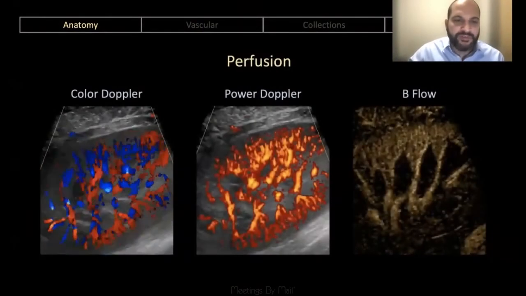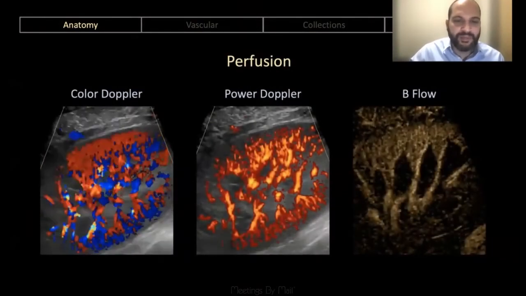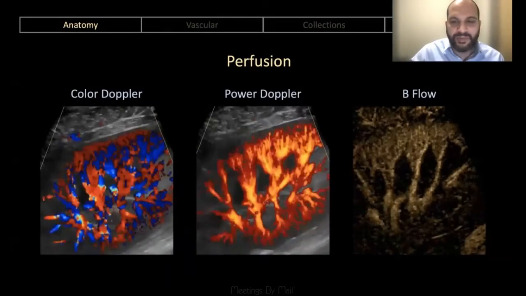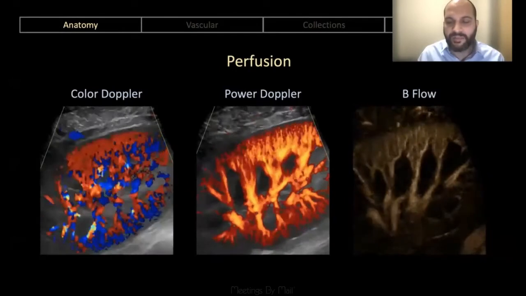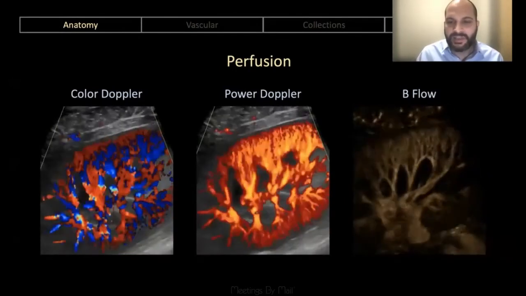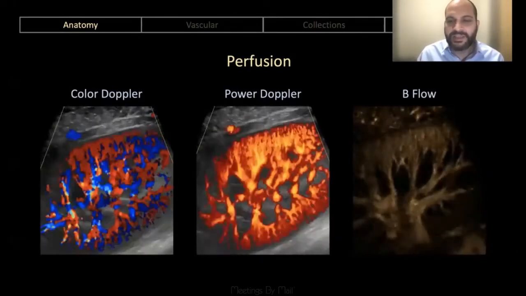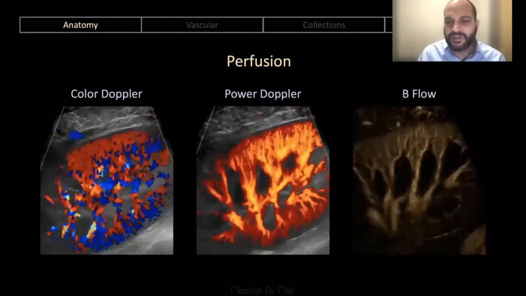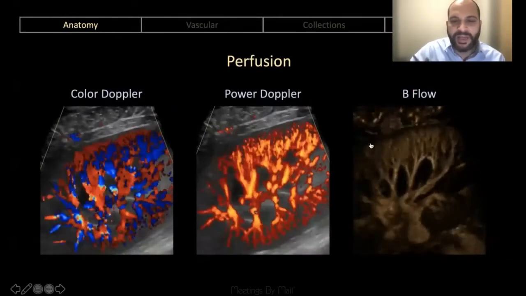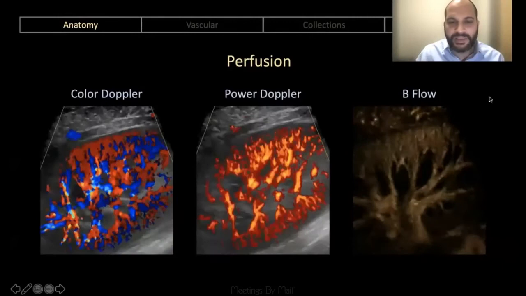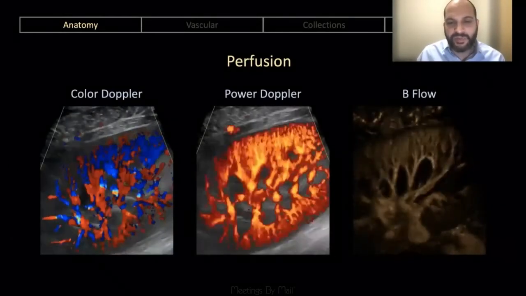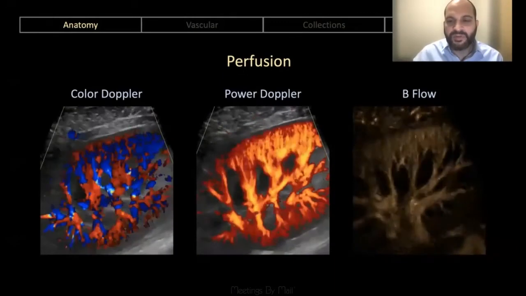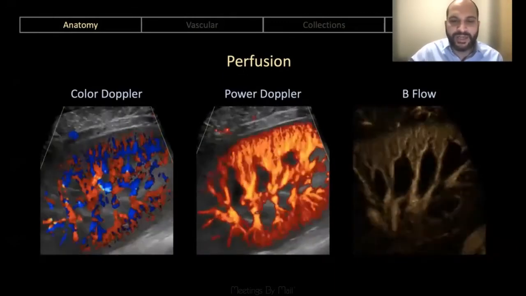For perfusion, we have a number of different options. You can see we have color Doppler on the left, power Doppler in the middle, and then finally B-flow on the right. Now, B-flow is not a Doppler image. It actually uses grayscale images to generate perfusional evaluation of structures. But one of these three options is useful. But again, the importance is to make sure that not just that there's perfusion to the graft, but that the perfusion goes all the way out to the cortex.